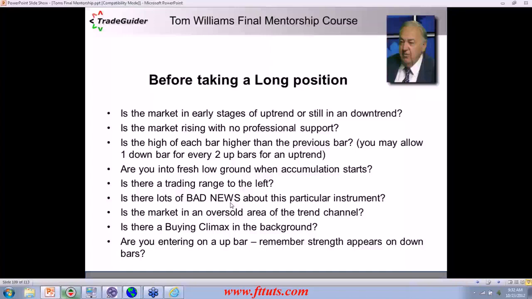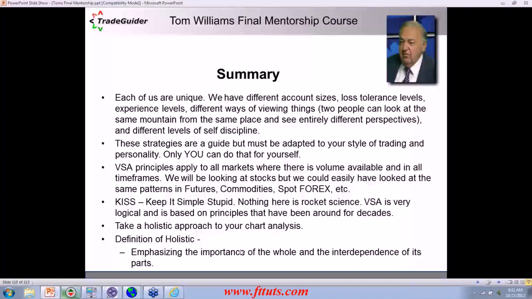Remember, is the market in an oversold or overbought area of the trend channel? Is there a buying climax in the background? If you're going long and you've got a buying climax or the end of a rising market in the background, you're in trouble. Are you entering on an up bar? Remember, strength appears on down bars.